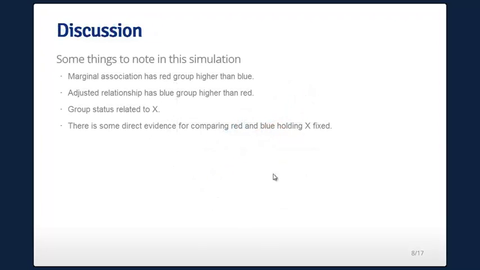So let's just go through these points. So some things to consider. The marginal association has the red group higher than the blue, but the adjusted relationship has the blue group higher than the red. In this case, group status is related to x, but we do have some overlap. If you hold x constant, there are some areas where we have a direct comparison. And that's this final point right there.